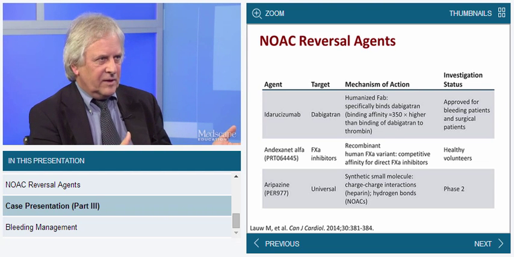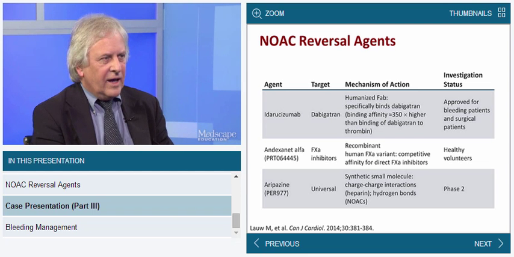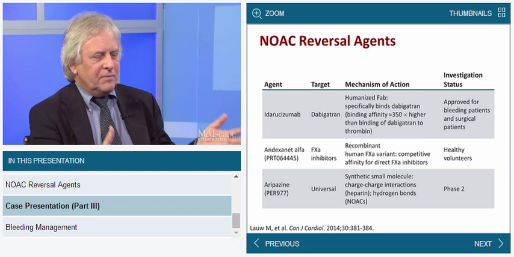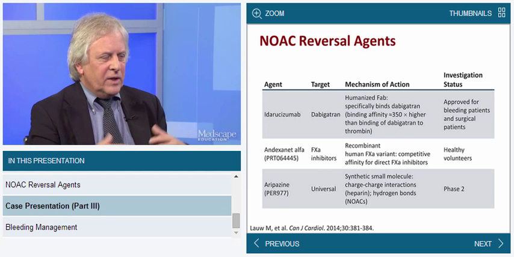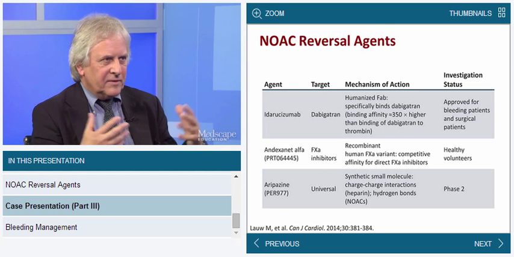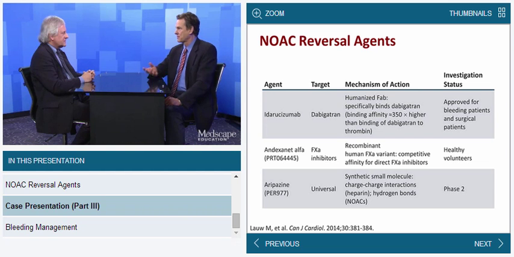Idarucizumab is already available. So in people who are anticoagulated with dabigatran and have an acute stroke, I would be happy to give the antidote and then 15 minutes later start with TPA. We hope that andexanet will be available sometime during this year, and then I would simply do the same in people who are on a 10A inhibitor.